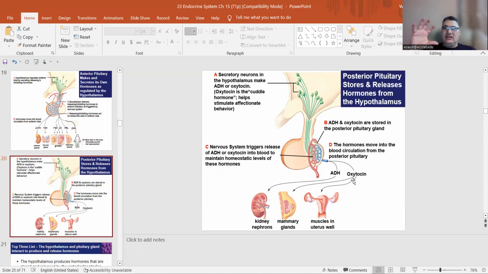Oxytocin, on the other hand, is a hormone that stimulates contraction of smooth muscles in the mammary gland and in the uterus. In the mammary gland, when the baby is told to suckle on the nipple of the mom, this will stimulate the oxytocin to be produced, and it will contract the muscles, pushing the milk out so the baby can take the milk. In the uterus, on the other hand, this oxytocin contracts the uterus during delivery to push out the baby.